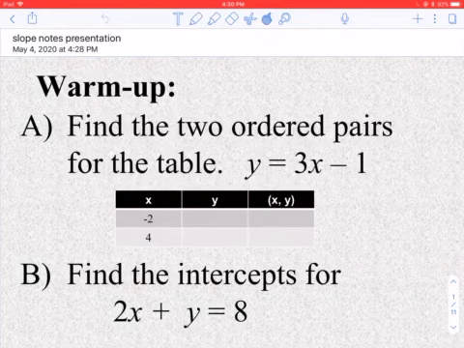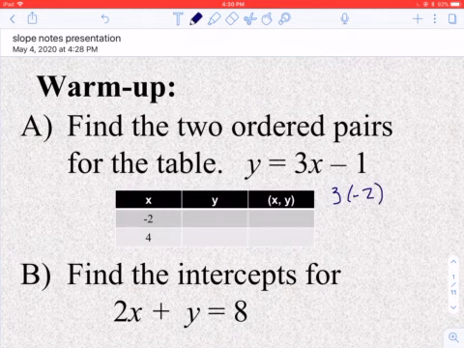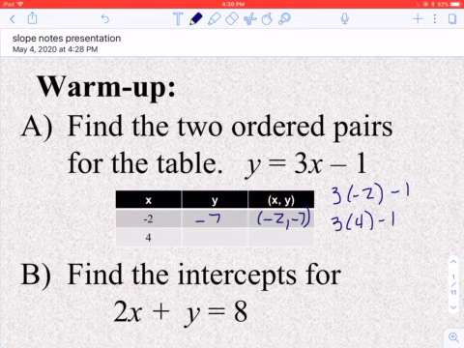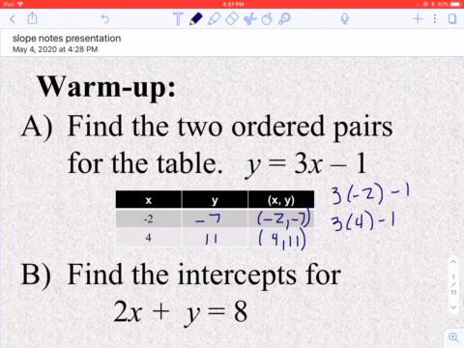So when x is negative 2, remember that means I'm going to do 3 times negative 2 and then minus 1. So 3 times negative 2, negative 6 minus 1, so negative 7. So the ordered pair would be negative 2, negative 7. And then for when x is equal to 4, 3 times 4 minus 1, 12 minus 1 is 11, so the ordered pair would be 4, 11.